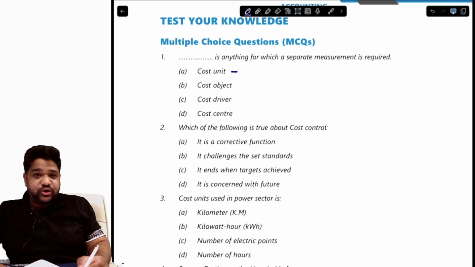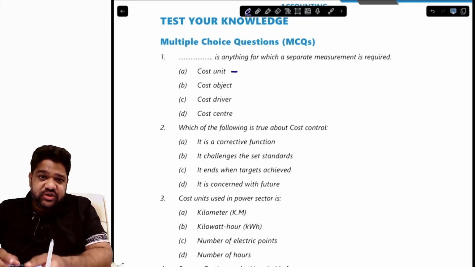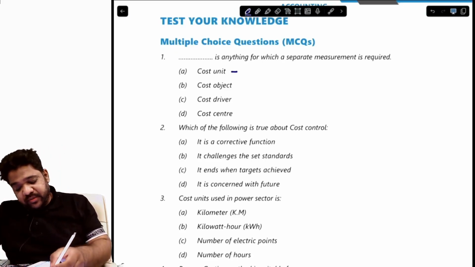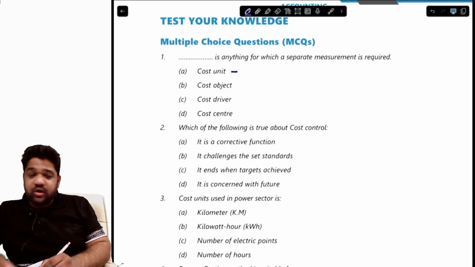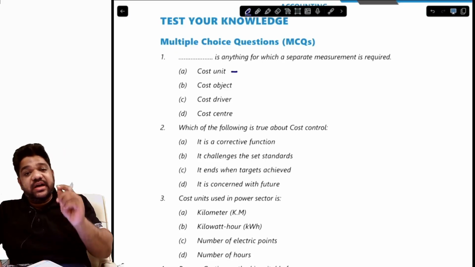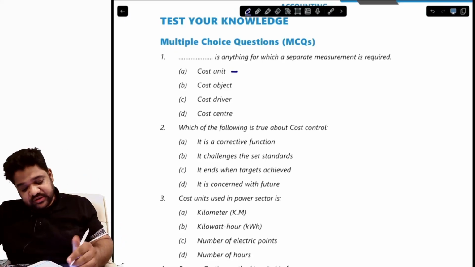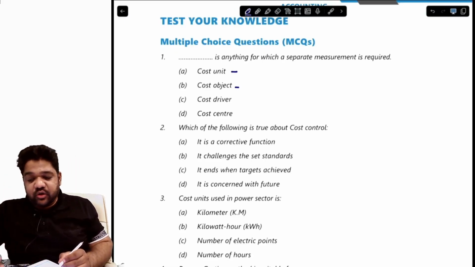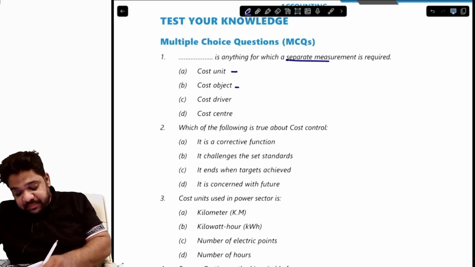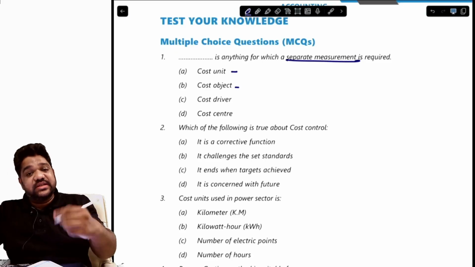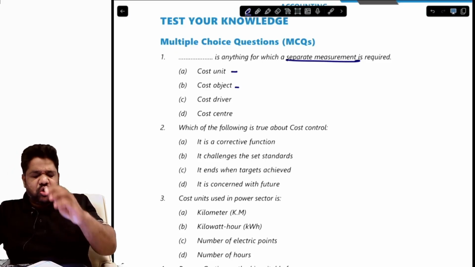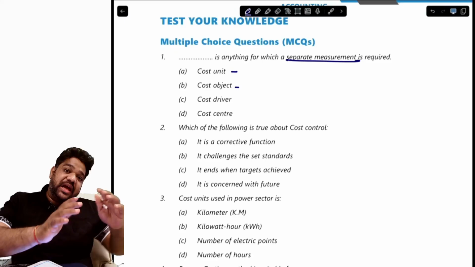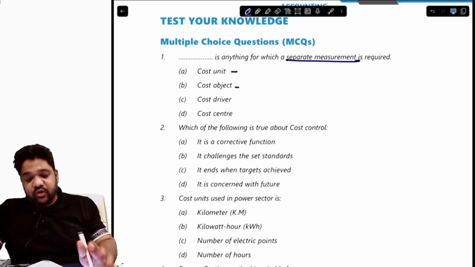So one of them is cost unit. Cost unit is any unit in which you describe the cost. It could be kg, liter, meter, whatever. Now, is it a separate measurement? No, it is not a separate measurement. It is a unit of measurement, so there's a difference. Cost object is anything for which you can find the cost. You can find the cost for anything. This is what is a separate measurement. The cost object is a separate measurement, a different one, because the cost can be calculated for it.